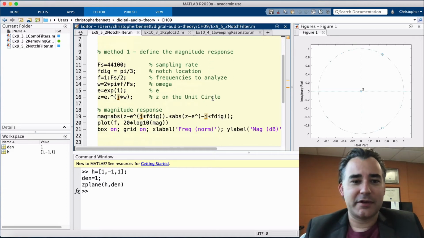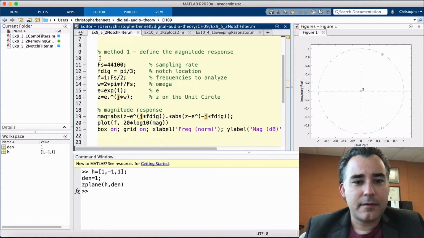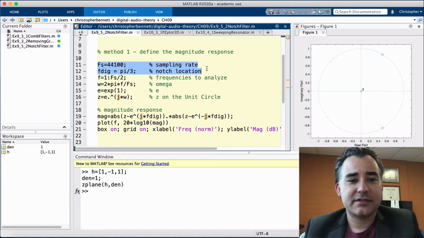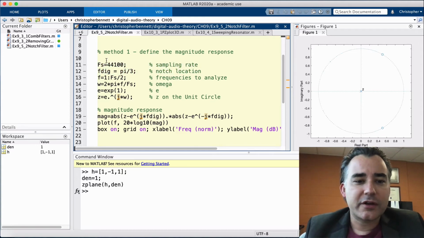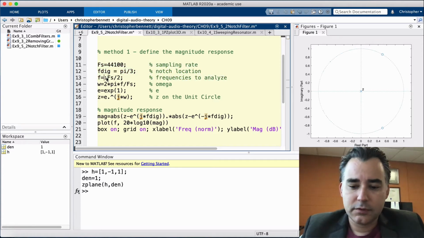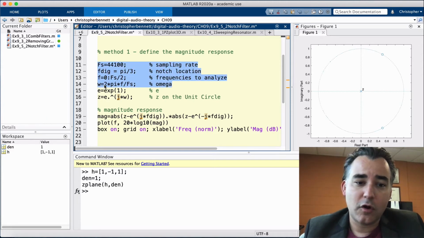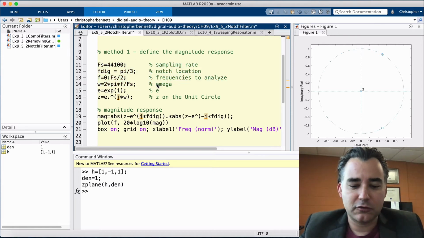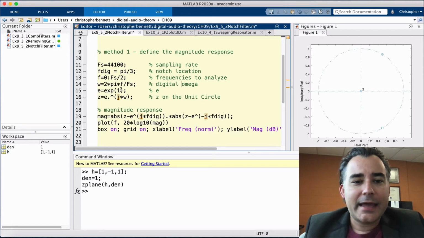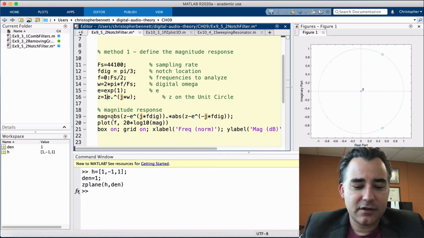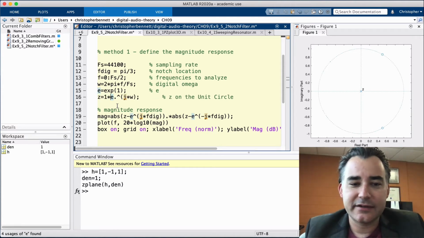So let's plot the magnitude response of this. We said we'll use a sample rate of 44.1. This is at pi over 3, so that's the digital frequency location. We're going to generate a frequency vector from 0 up to the Nyquist. We're going to have an omega version of this, which is simply our f times 2 pi over fs. We should call this a digital omega. And let's define the unit circle, which is simply a radius of 1, or magnitude of 1, times e to the j omega.